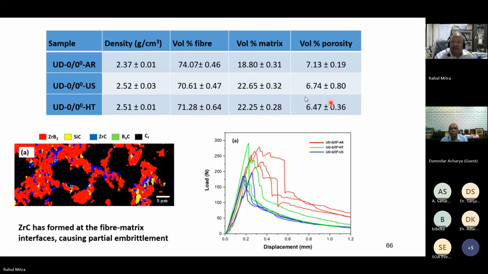And you can see that the strength was best for the as received, but on ultrasonification or heat treatment, the strength decreased because there was some damage to the carbon fibers. So it is basically, if you do one thing, you get better ZrB2-SiC infiltration, but strength decreases. So you don't gain in every way actually.